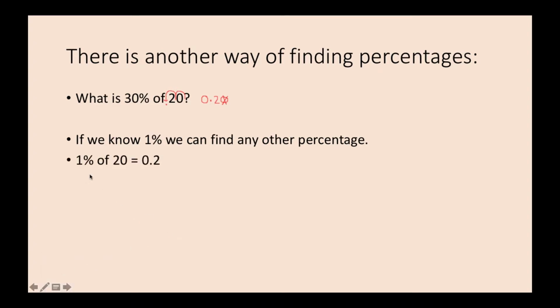Okay, so 1% of 20 is 0.2. I don't want one of them though, I want 30 of them. So now I'm having to do 0.2 times 30. This is one of them, 1%, and I want 30 of them. I'm going to times by 30, and that gives me 6.